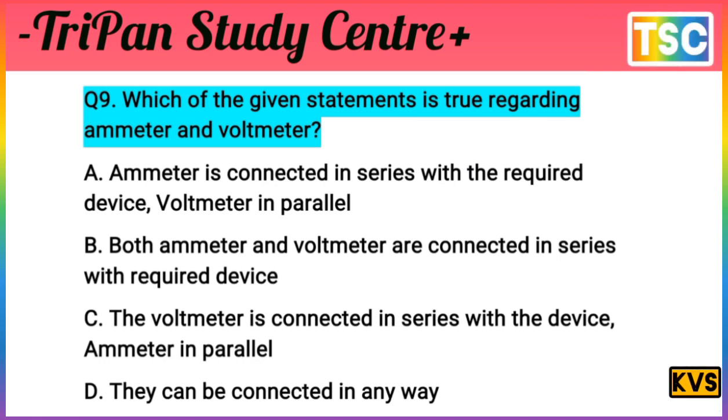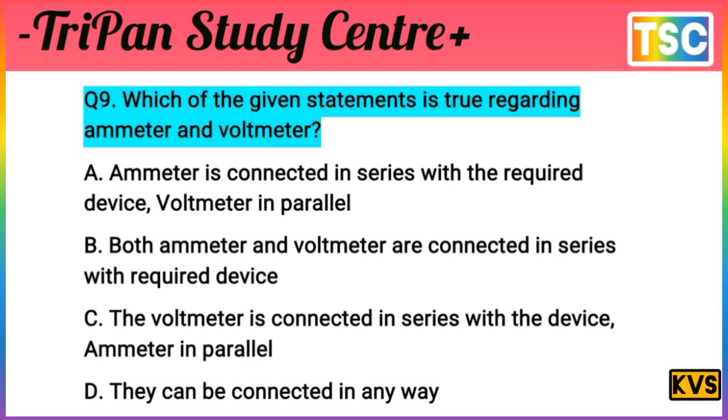Give an answer and write it in your notebook first. You must write the answer in your notebook. Let's see what the answer is for this question. Which of the given statements is true regarding the ammeter and voltmeter? I already rejected D, they can be connected in any way. This is the wrong answer. Three options are remaining.